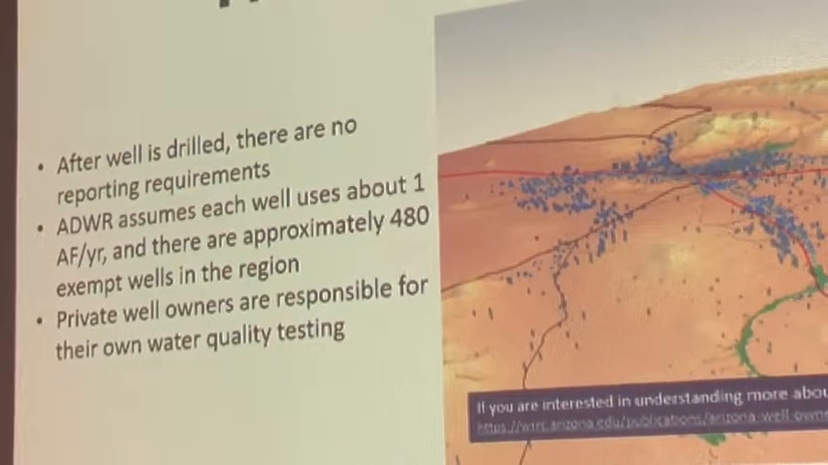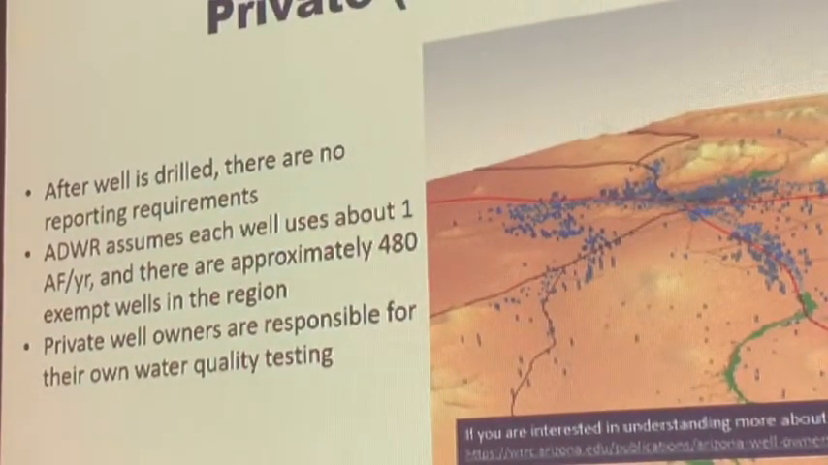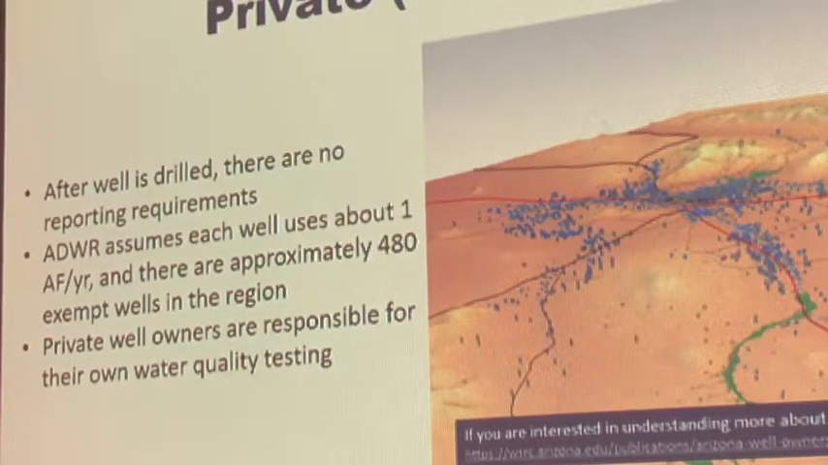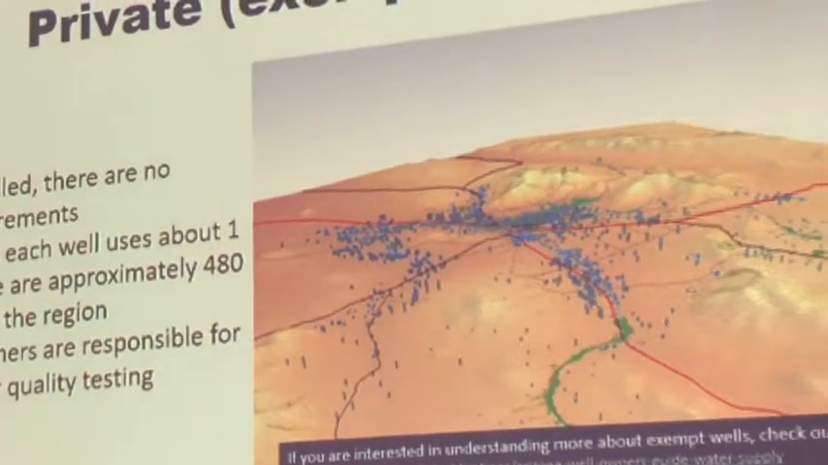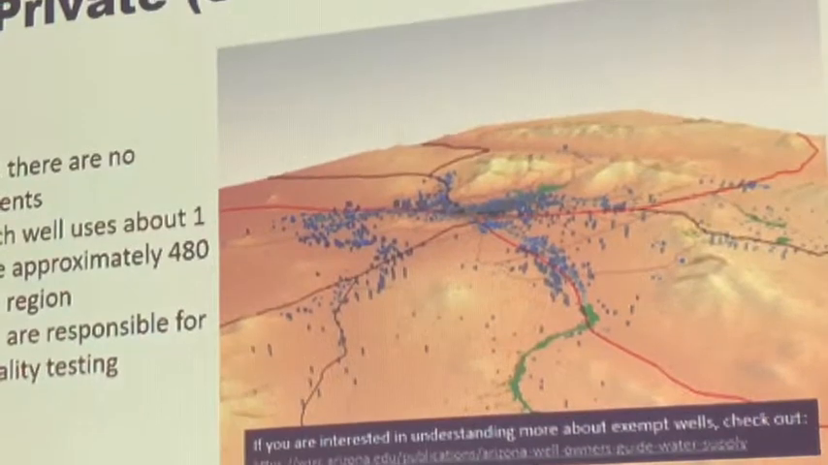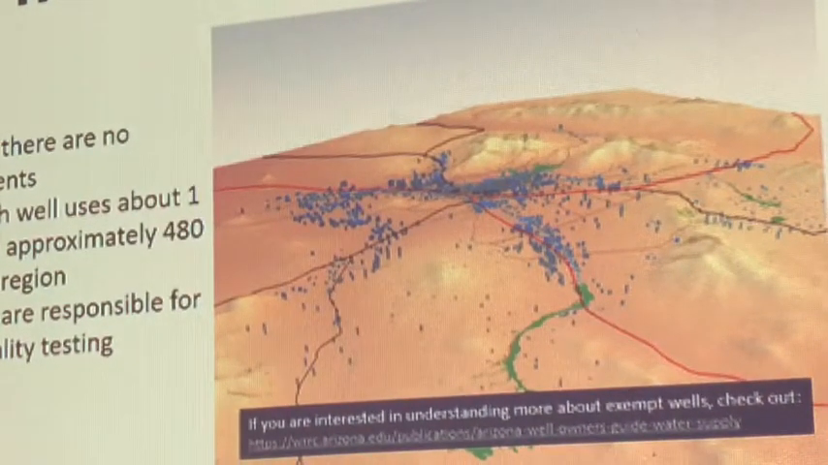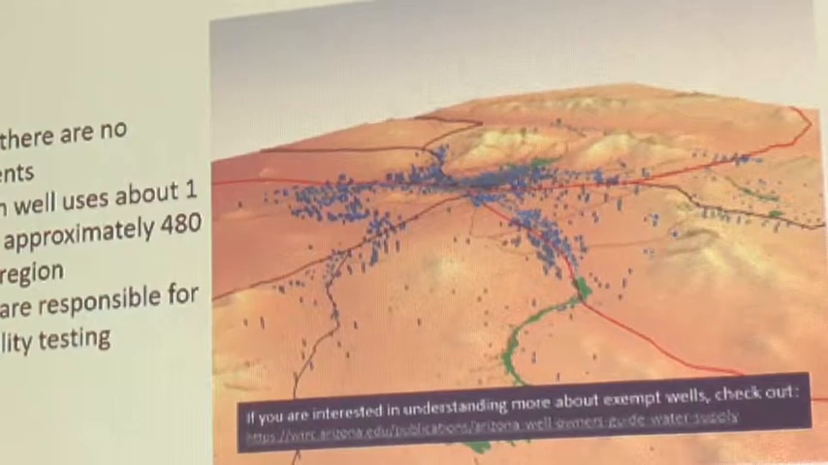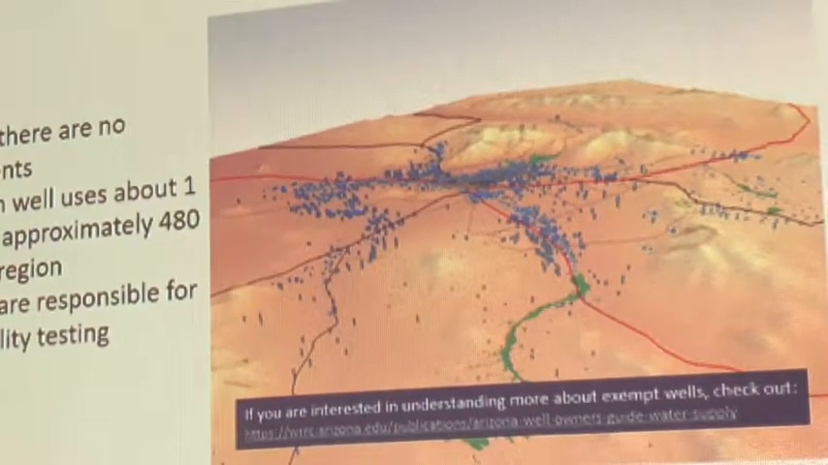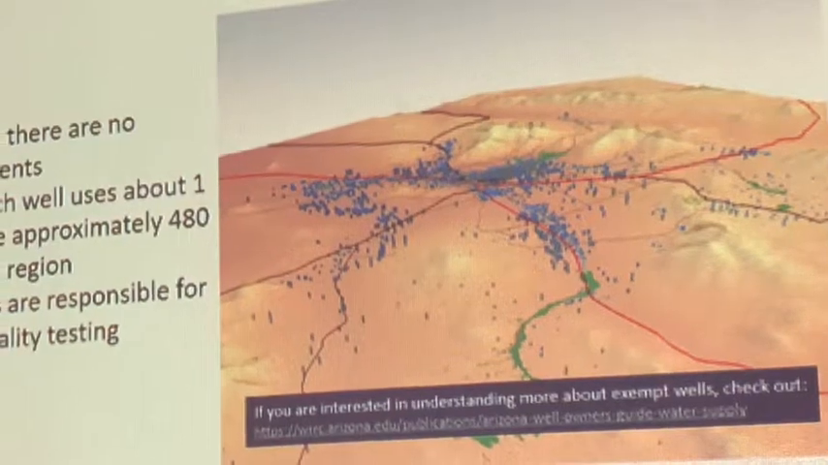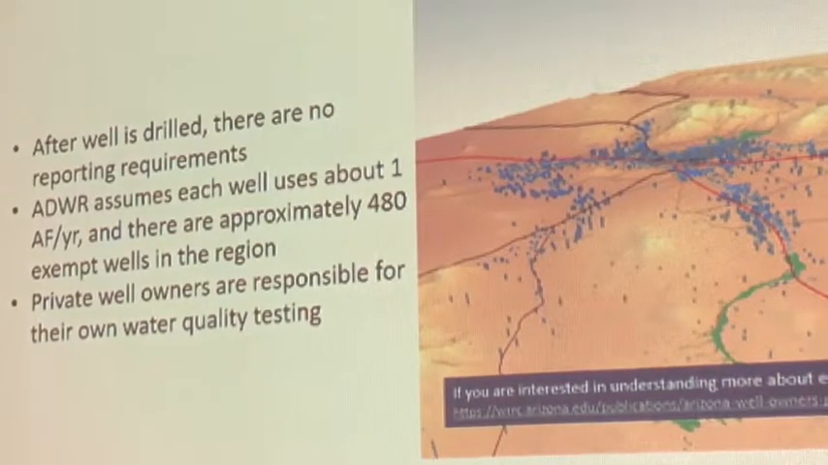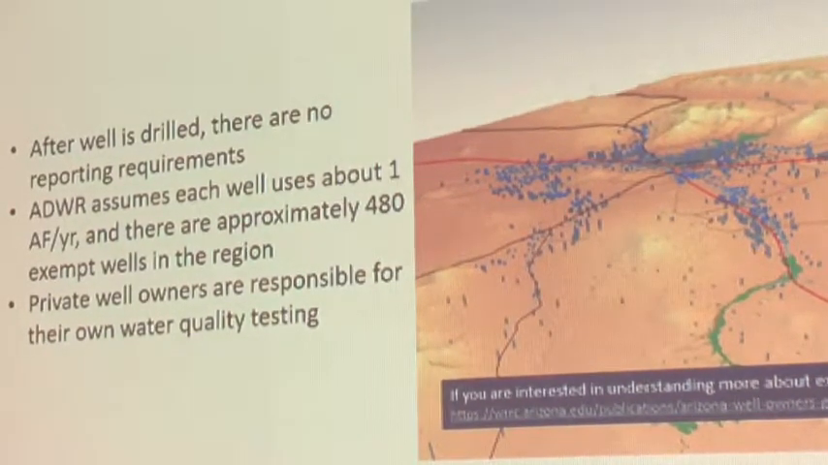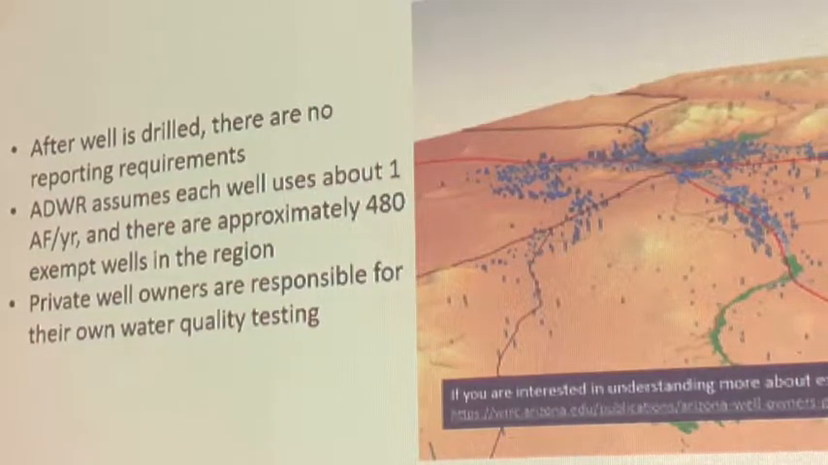Private exempt wells that Claire talked about, as you can see, there are a great many of them. As she said, they pump maybe 1 acre foot per year, and then multiply that by the about 480 exempt wells that are in the area, and that's about how much water is used by private wells in the area. It's not a huge amount, but it can be significant in certain areas where they're pulling down surface water from the environment.